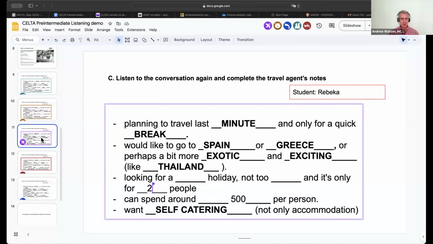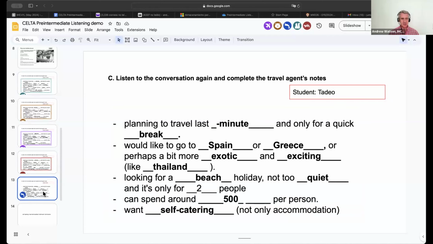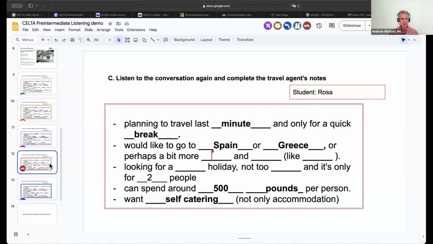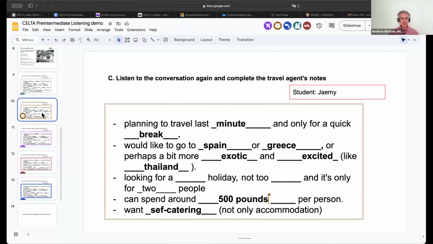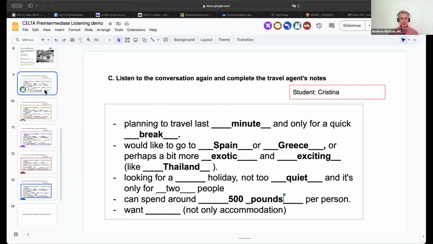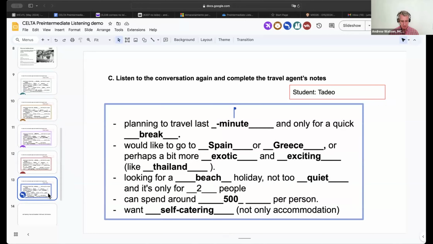You missed that one, except for Tadeo, a beach holiday. Not too quiet, it's only for two people. Yeah, the adjective is quiet there. You missed that, some of you. And they can spend around £500 per person. They want self-catering, not only accommodation. Yeah.